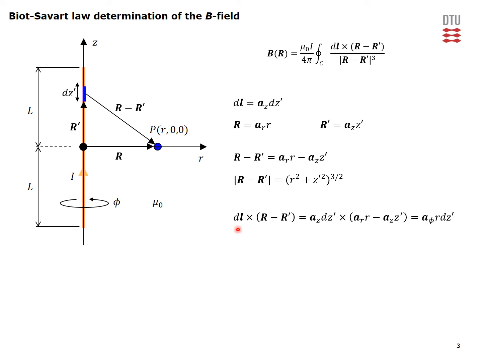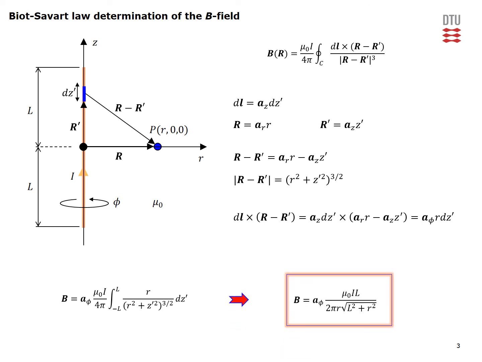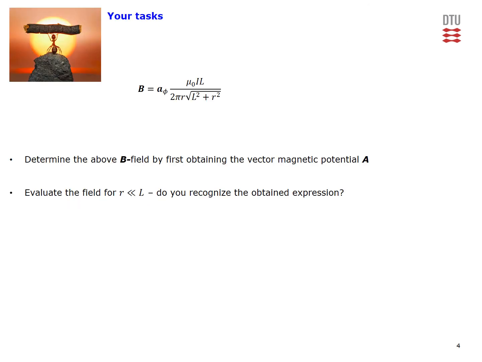The cross product between our dl and the difference vector is shown here. Z hat cross r hat will be in the direction of phi hat. Z hat cross z hat will give you 0, and then you can plug everything inside of the Biot-Savart's law, and you do the integration in z from minus L to L to arrive at this final result for the B field for our linear conductor of length 2L carrying current I. So we are essentially done with our problem.